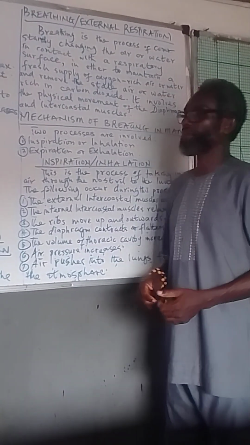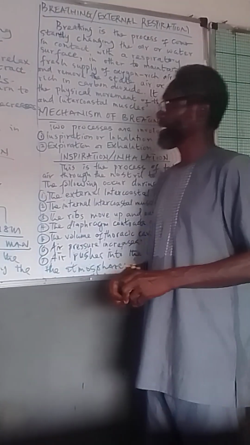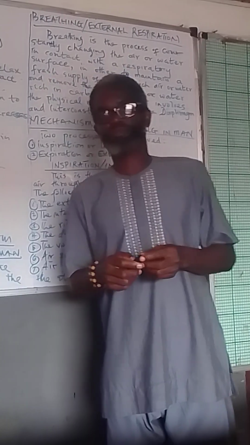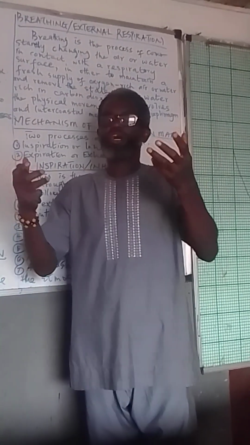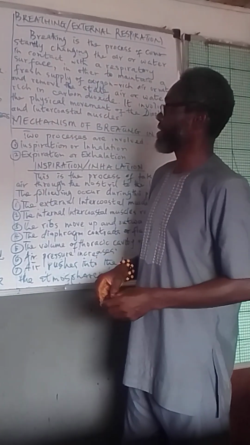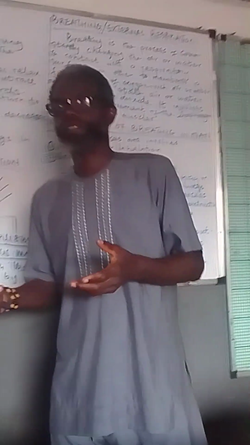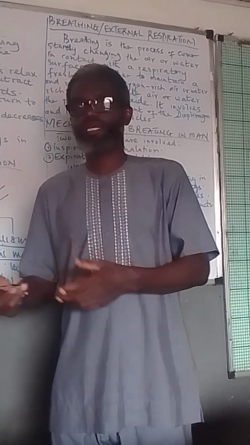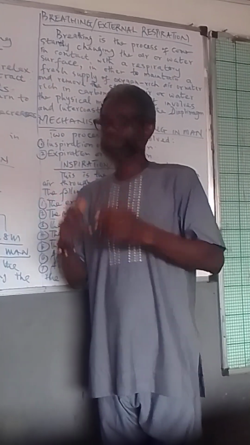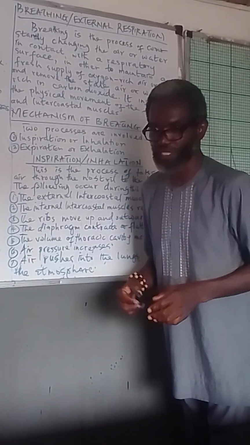Well, continuation of our biology class, we have under the topic respiration, we are looking at breathing or external respiration. Breathing or external respiration simply means taking in oxygen and breathing out carbon dioxide. It's just a process of exchange of air within and outside the environment. Oxygen is going in, carbon dioxide is doing what? Going out.